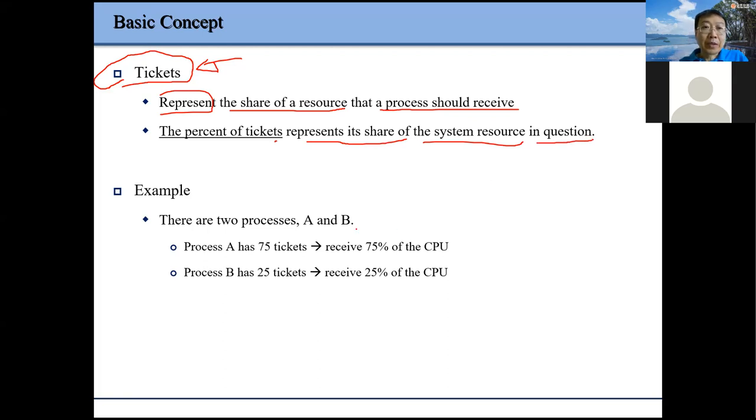For example, suppose we have two processes, A and B. A has 75 tickets, which means A will receive 75% of the CPU time. B has 25 tickets, so B will receive 25% of the CPU time. A ticket means the percentage of CPU it should occupy. The scheduler should guarantee this percentage.